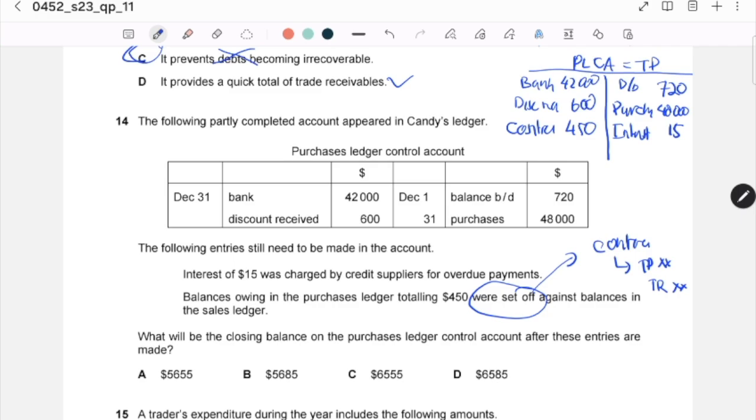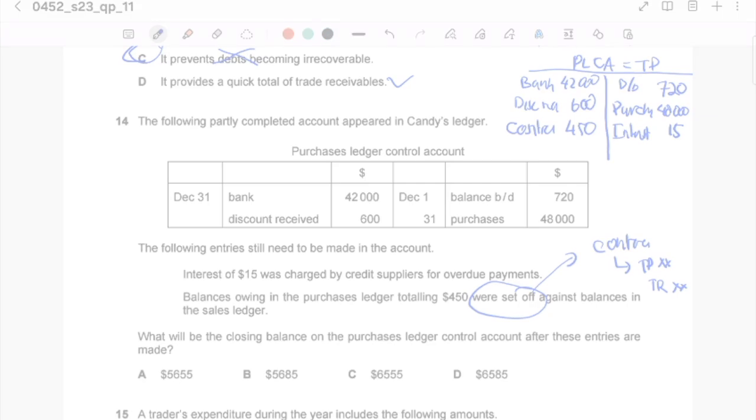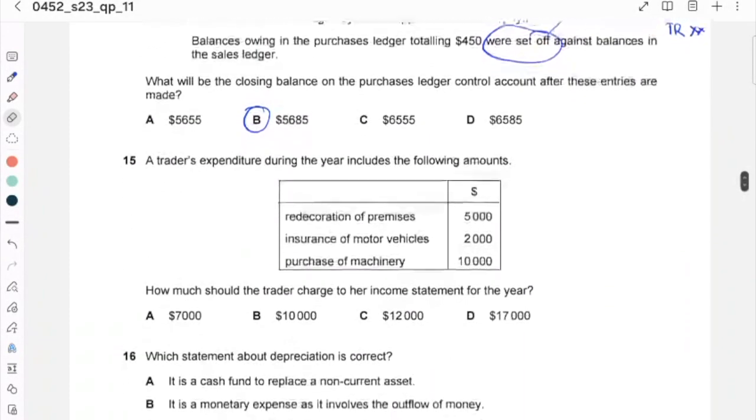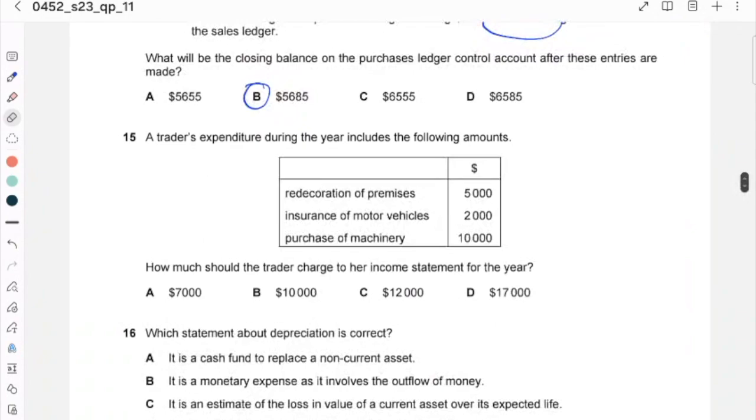Okay. After that, we are going to calculate the closing balance. So the answer is the balance c/d 5685. The answer is B. Okay, we go to number 15.